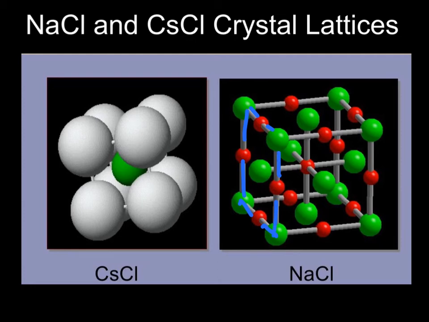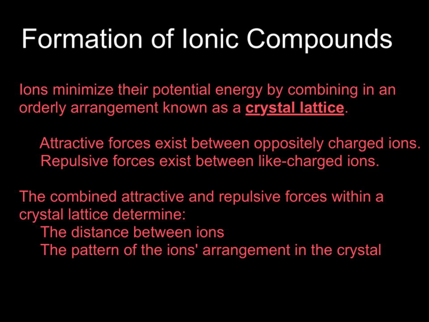And so this is what we mean by a crystal lattice. Different combinations of elements will form different shapes. You can see how the sodium chloride shape does not exactly match the cesium chloride shape, but they still form that 3-dimensional pattern that is consistent, and that's what a crystal lattice is. So ions minimize their potential energy by combining in this orderly 3-dimensional arrangement known as the crystal lattice.